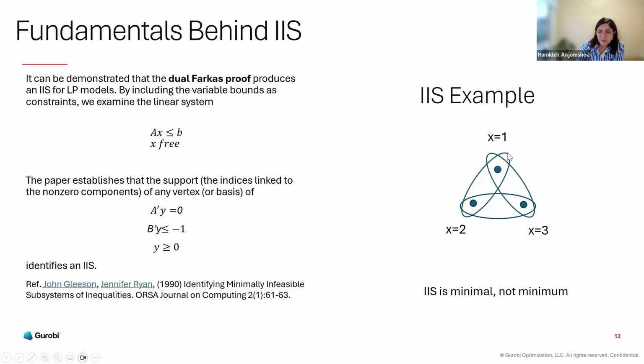And at the right side, I have a nice simple example: x equals 1, x equals 2, and x equals 3. We have three sets of IIS here. And a nice point here is that an IIS is minimal, not minimum. So the fundamentals behind the IIS that I explained here are based on LP.